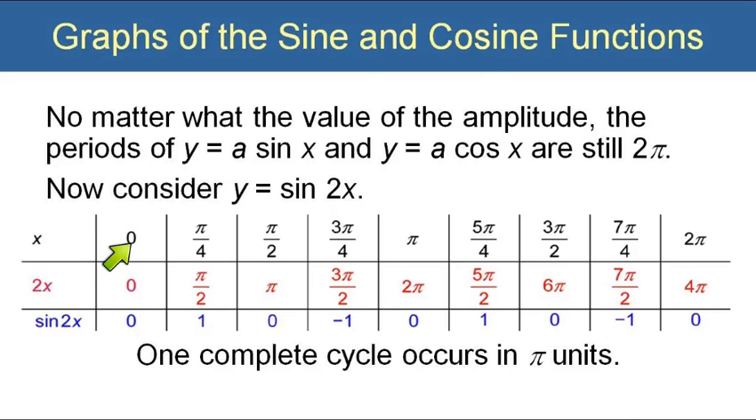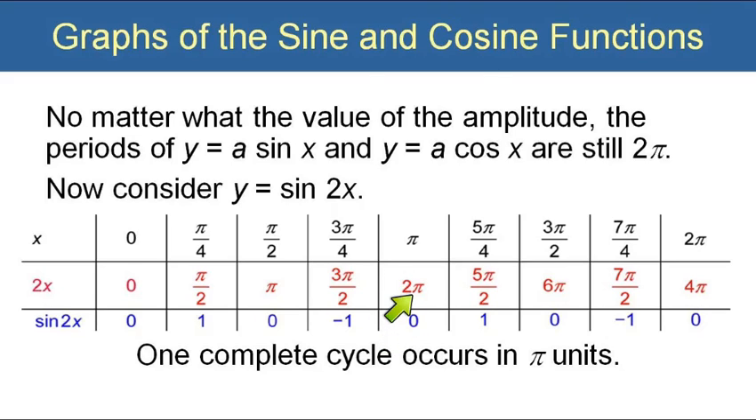So 2 times 0 is 0. 2 times pi over 4 is going to be pi over 2. 2 times pi over 2 is pi, and so forth. And we've doubled every angle. Then if we do the sine of these doubled angles, the sine of 0 is 0, the sine of pi over 2 is 1, the sine of pi is 0, the sine of 3 pi over 2 is negative 1, and then the sine of 2 pi is 0.